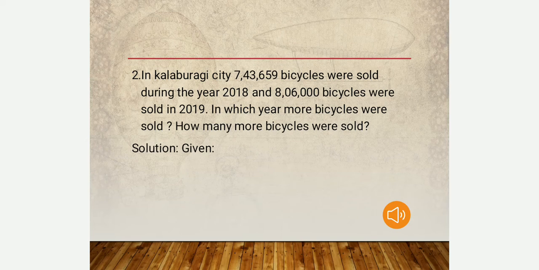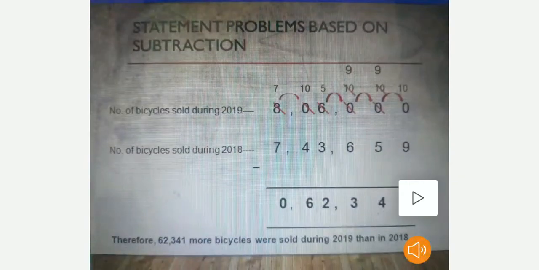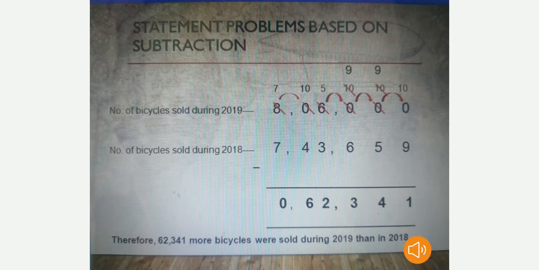When we read the question properly, automatically we get to know that in 2019, 8,06,000 cycles are more when we compare to 7,43,659 in the year 2018. But we have to solve by using the statement and the concept of subtraction. Let us see the solution in the next slide. Now the solution I have taken in the next slide.